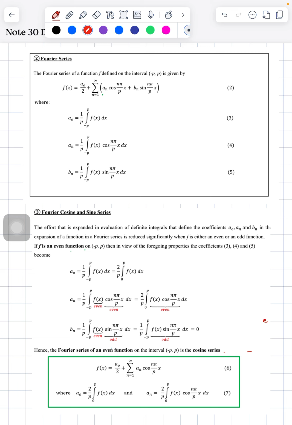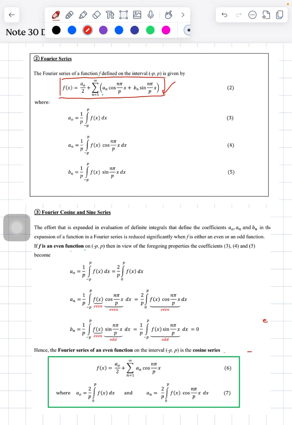Okay, actually this is the general formula for Fourier series. Okay, we have f(x) equals a naught over 2 plus the sum of a_n cos(n pi over p x) plus b_n sin(n pi over p x), from n equals 0 to infinity.